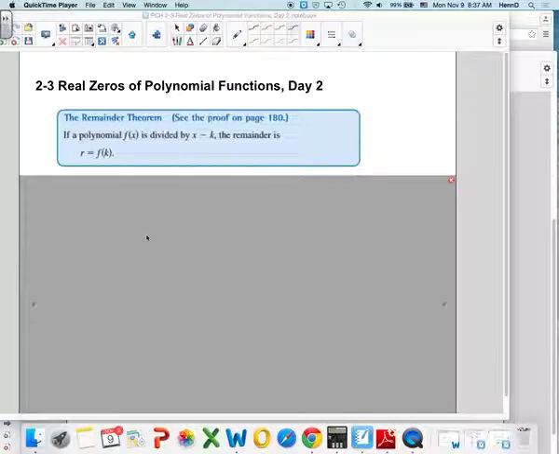Alright? Now, there's some notation there, but I think we can interpret this. Can someone put that theorem in their own words? What would this theorem allow us to do? You could plug in the k and find the remainder. Okay, if you plug in k into your function, that will give you what your remainder is going to be, right?